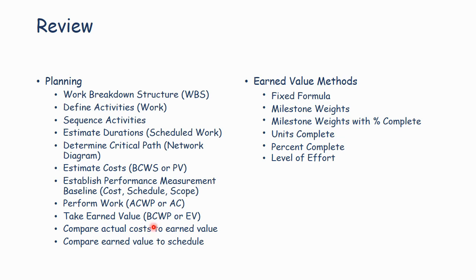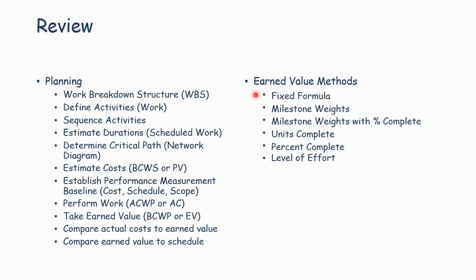And now with all 3 of these, you can compare the work you did, the earned value, or the BCWP that you earned, how much you spent to do it, the actual cost, that should be actual cost of work performed, ACWP, and compare that against the budgeted cost of work scheduled. So you compare actual cost to earned value, you compare earned value to the schedule, and you determine whether the project is on schedule and within budget.